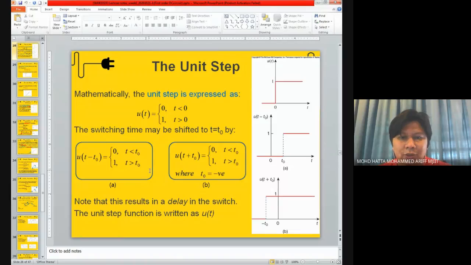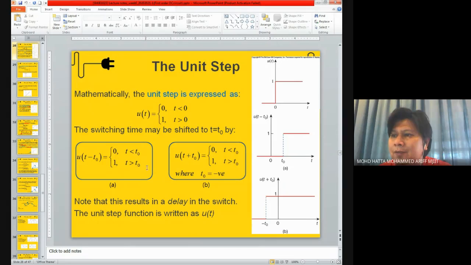In mathematics, we can express unit response using this equation. What does this equation mean? u of t equals 0 at t less than 0. So look at this diagram. At t less than 0, this part, the value of u of t is equal to 0, and 1 for t greater than 0. So at t greater than 0, from 0 towards infinity, you see that the value of u of t is equal to 1. So mathematically, we can express the unit step using this function.